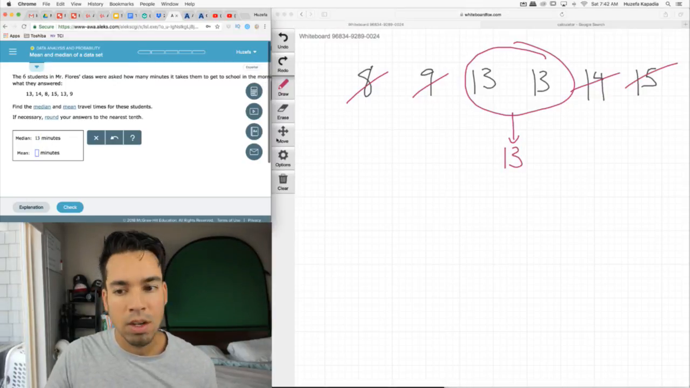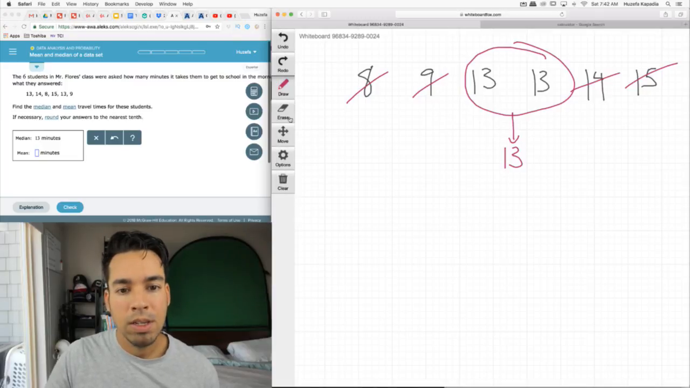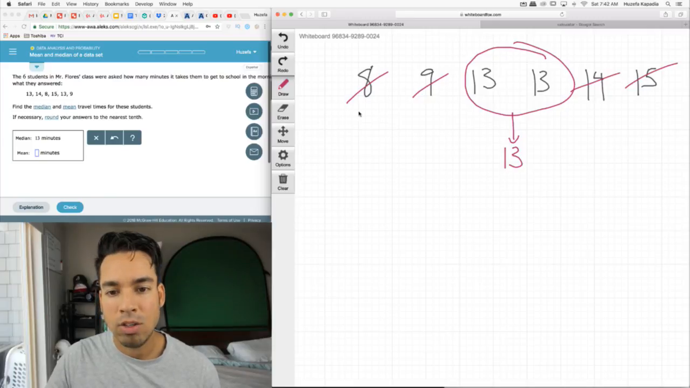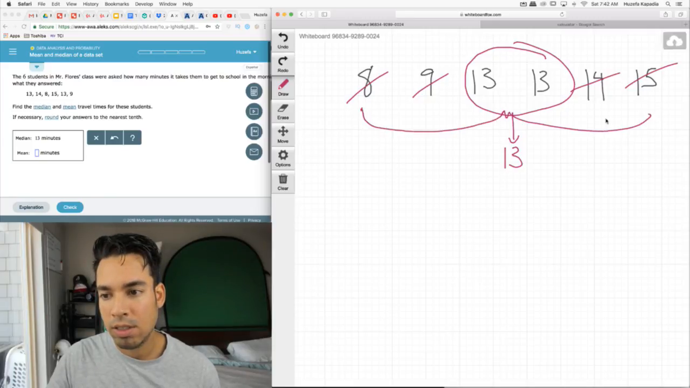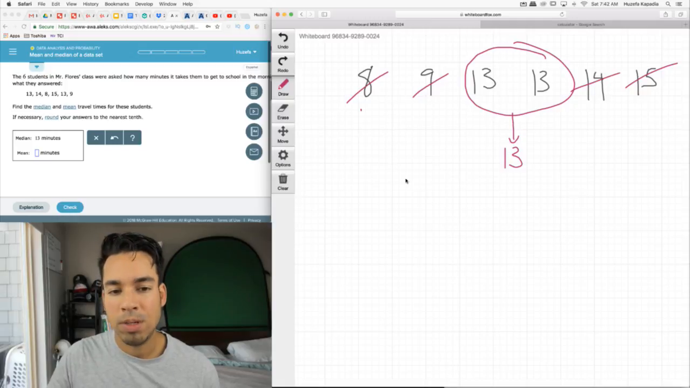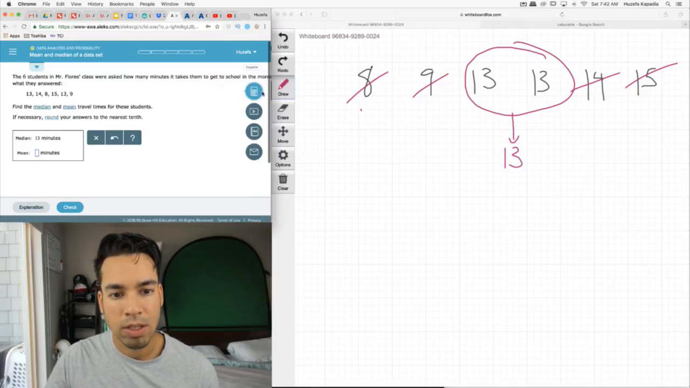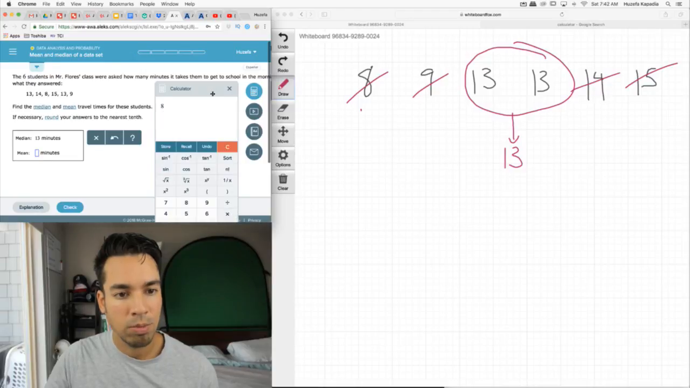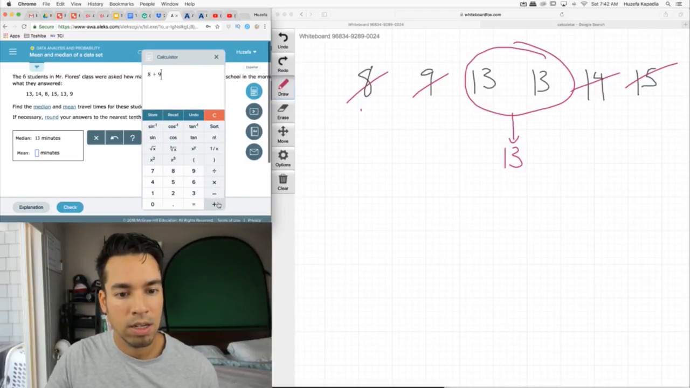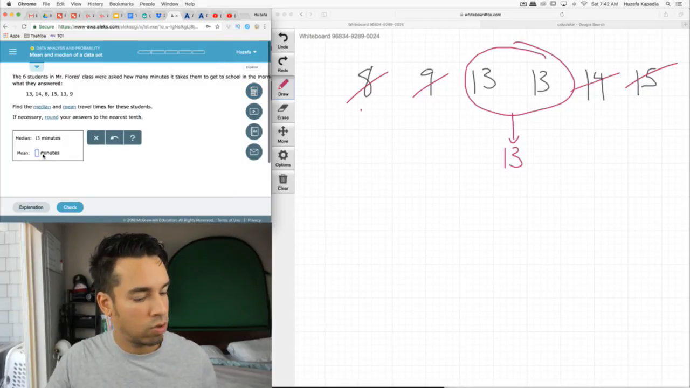So that's my median. Now let's talk about the mean. For the mean, we're adding up all these original numbers and then dividing by the total amount of numbers, in this case 6. They give us a calculator, so I'm going to use that. So we got 8 plus 9 plus 13 plus 13 plus 14 plus 15 equals 72, divided by 6, and that's of course 12. So the mean is 12.